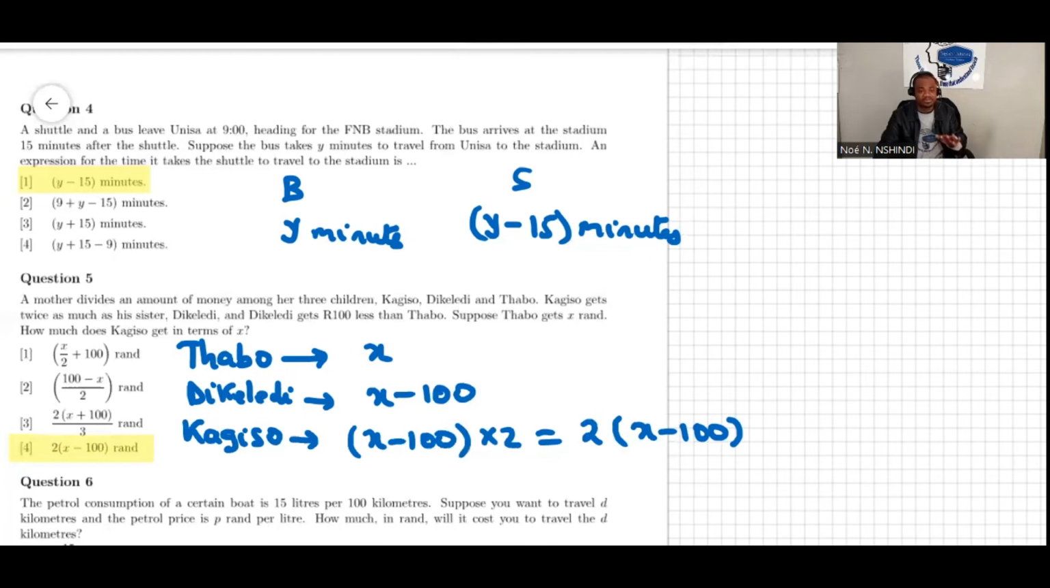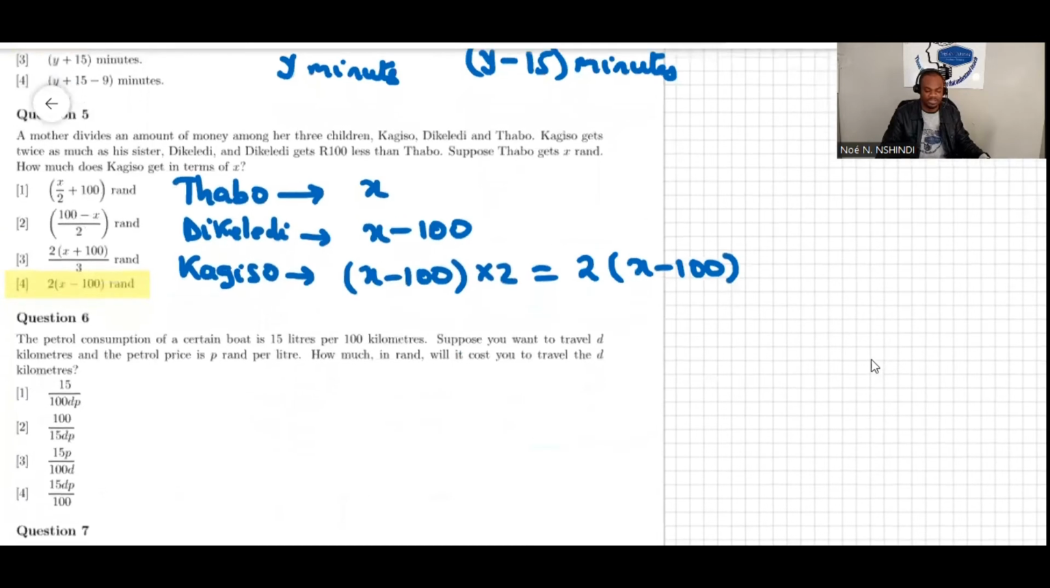Okay, let me repeat over again. Questions like this, it's better to do it backwards. Look at the person who gets X, like Tabo here, gets X rand. You first write down that Tabo got X rand, and then Dikeledi gets 100 less than Tabo, which means X minus 100, okay? And then Kagiso gets twice as much as his sister Dikeledi. So whatever Dikeledi had, we times this amount by 2, as we did here, and then we get how much Kagiso gets.